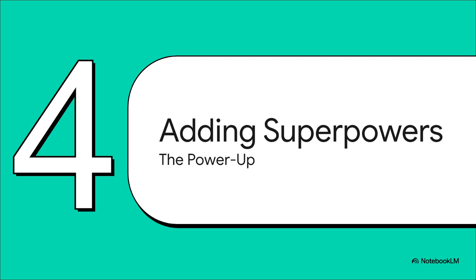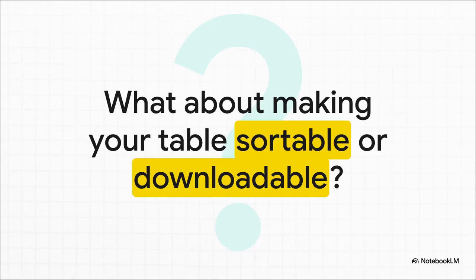Section 4. Adding superpowers. The power-up. Okay, our table is styled, it's accessible. Now, let's make it interactive. Let's give it some real power. Because these are the features users always ask for, right? They want to click a column header and just sort the data. Or they need a button to download the whole thing as a CSV file to use in another program. This is where we go from a static page to a dynamic tool.